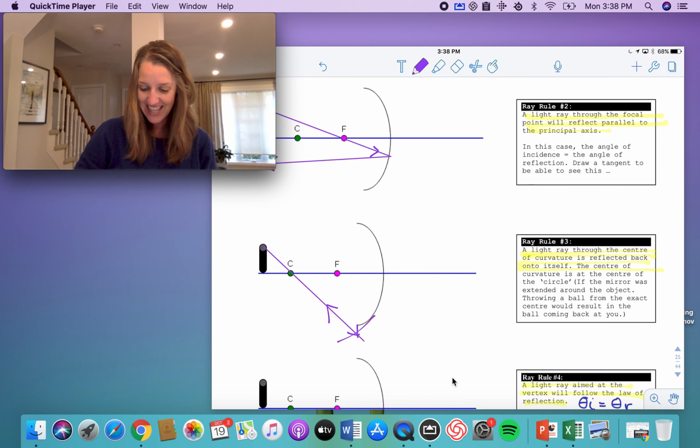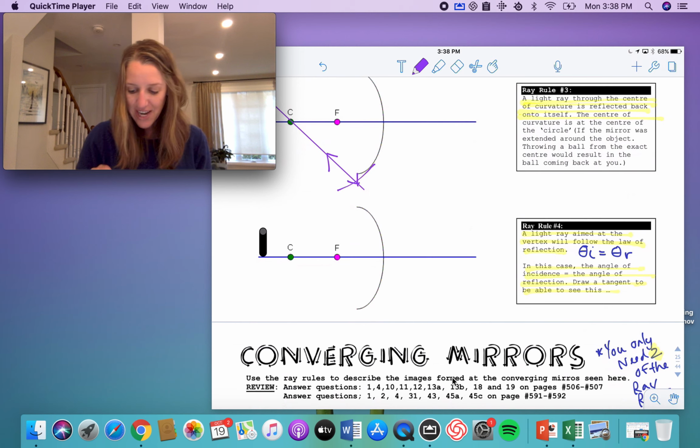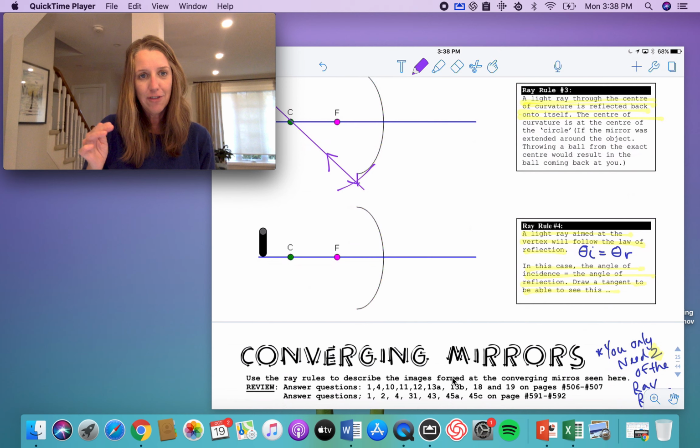Very cool. Last ray rule. A light ray aimed at the vertex will follow the law of reflection. The angle of incidence will equal the angle of reflection, and you've got the normal, which would end up being the principal axis all the way along.